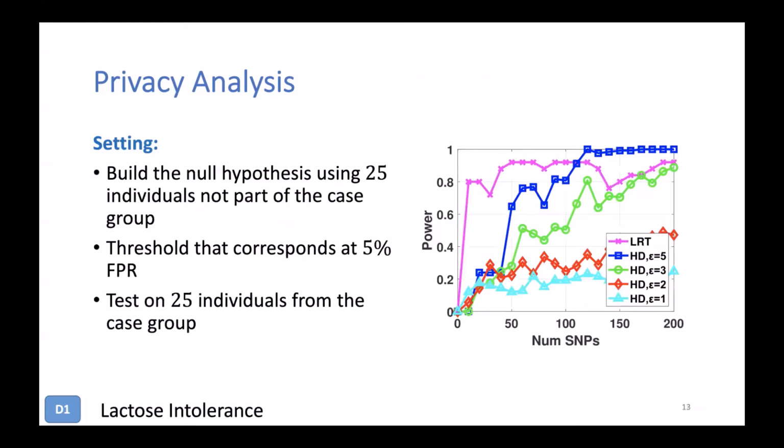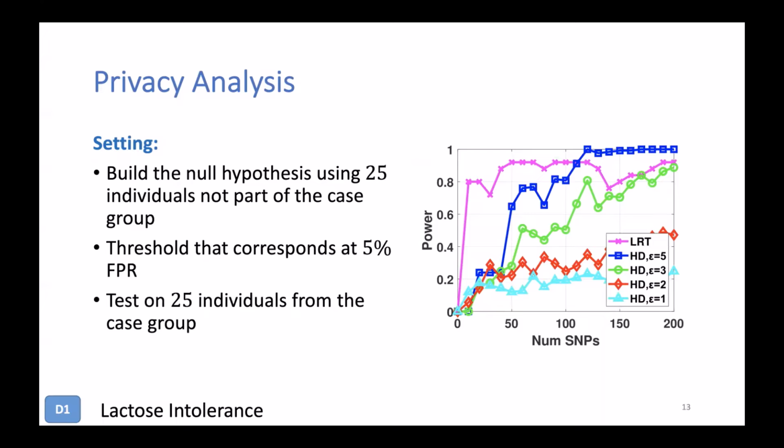We use lactose intolerance to evaluate the performance of membership inference attacks. We empirically built the null hypothesis using 25 individuals that are not part of the case group. For testing, we used 25 randomly selected individuals from the case group. The figure displays the power curves for the likelihood ratio test for varying number of statistics. In the same figure, we also show the power curves for Hamming distance for different epsilon values while varying the number of SNPs in the partial noisy dataset.